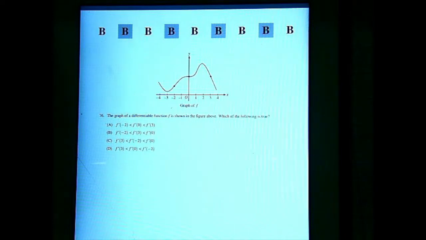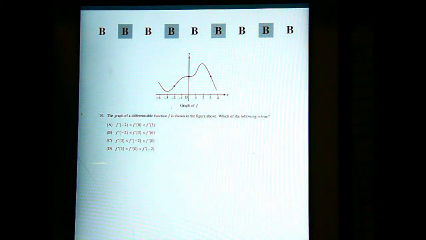So we're going to move on to 76. This section is the calculator section, so some of these will require your graphing calculator, though not all of them. Let's have a look at this first one here.